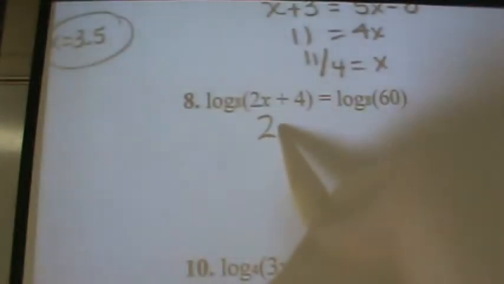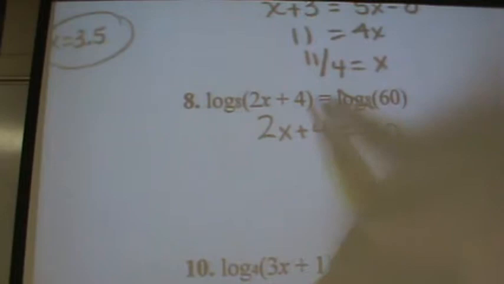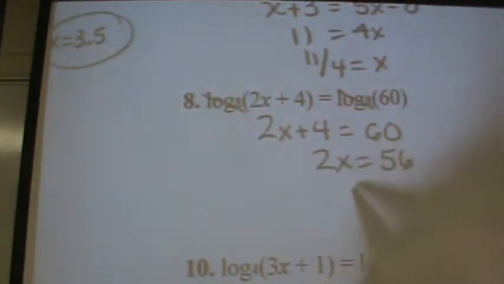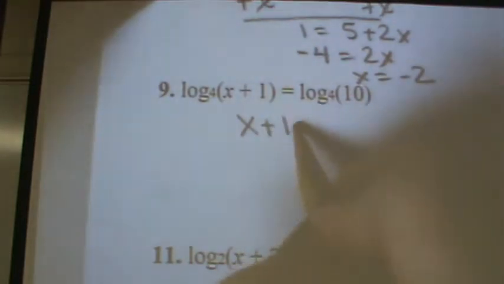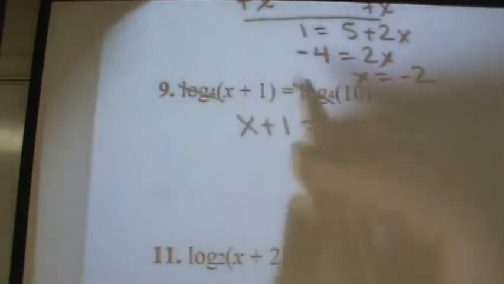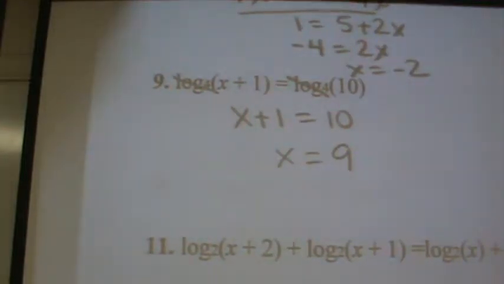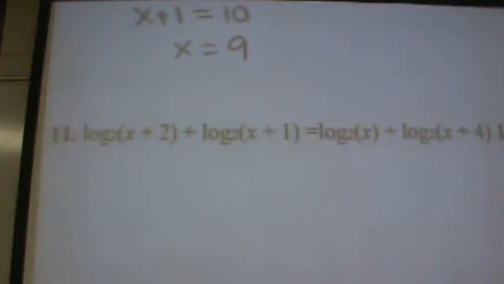Number 8, 2x plus 4 equals what? 60. Subtract 4 from 60. It gives us 56. And divide by 2. 28. And it works. Number 9, x plus 1 equals 10. Cross these log base 4s out. What's x? 9. 10, there's an error. Don't do it. We said that in class.